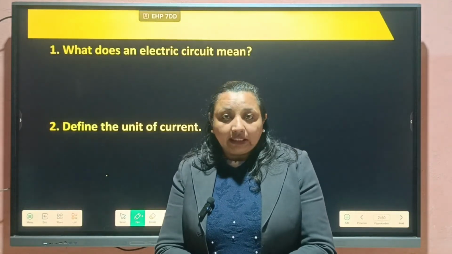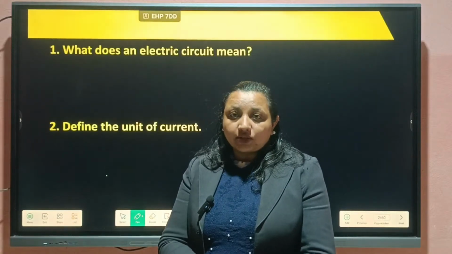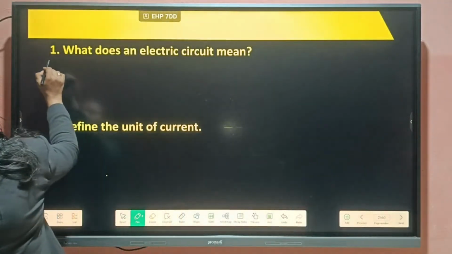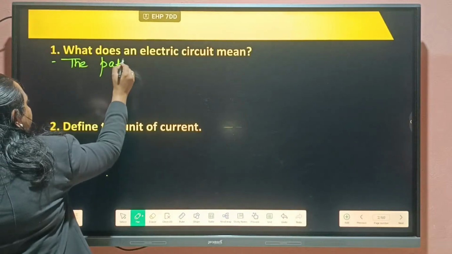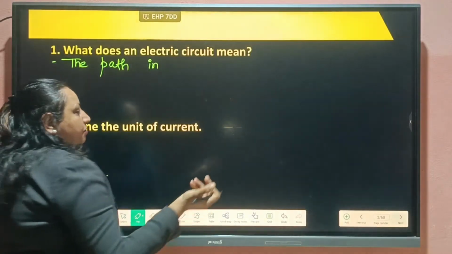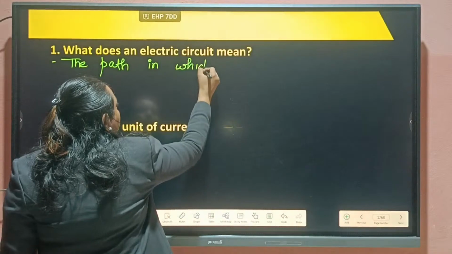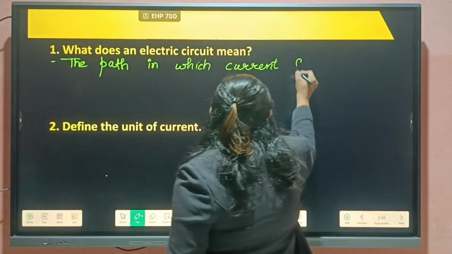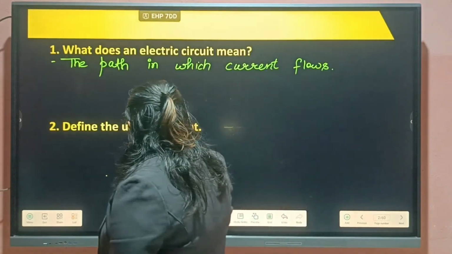अगर circuit आपका complete नहीं है या open है तो current flow नहीं करेगा. To flow the current in the electric circuit, it must be closed, right? So what is an electric circuit? The path of flow of electrons, the path of flow of current, the path in which current flows.